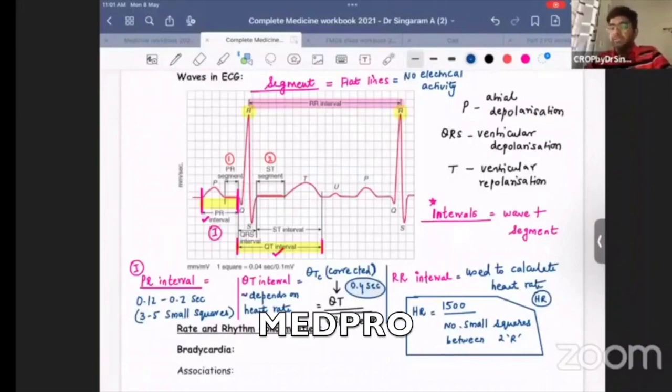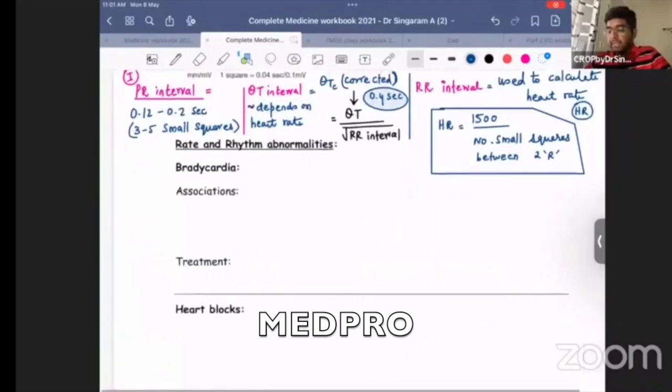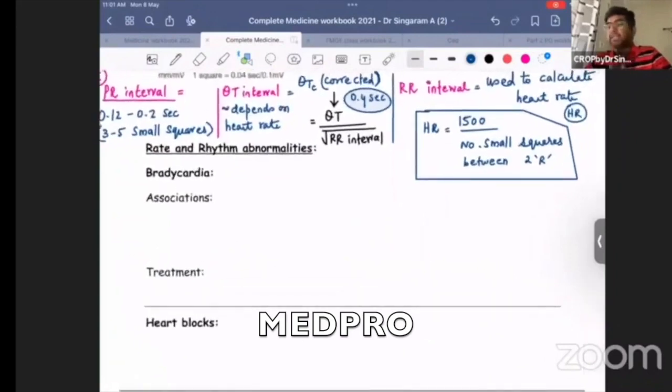The QT interval depends on the heart rate. And the heart rate is calculated with the help of RR intervals, where heart rate is equal to 1500 divided by the number of small squares between the two R's. Are you able to follow, right? Clear? Okay, so that is all about the basics of ECG which you should remember.